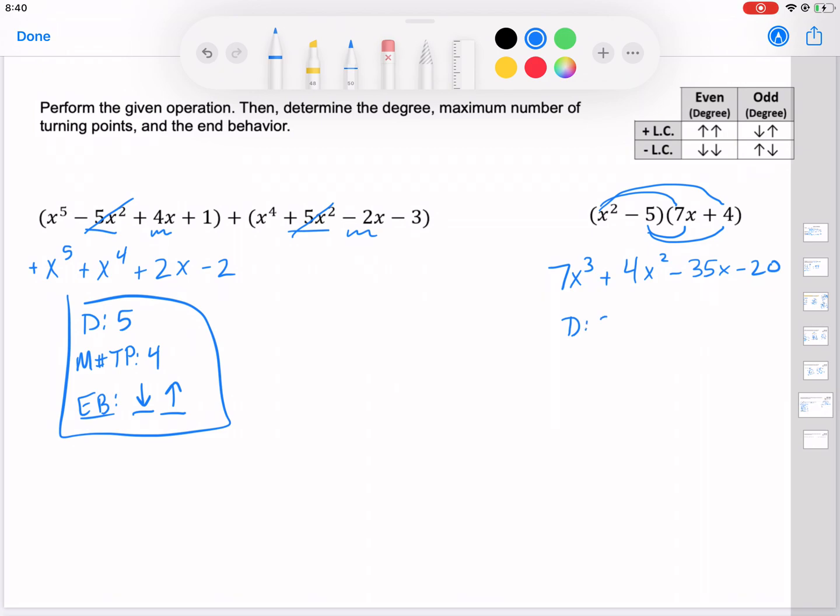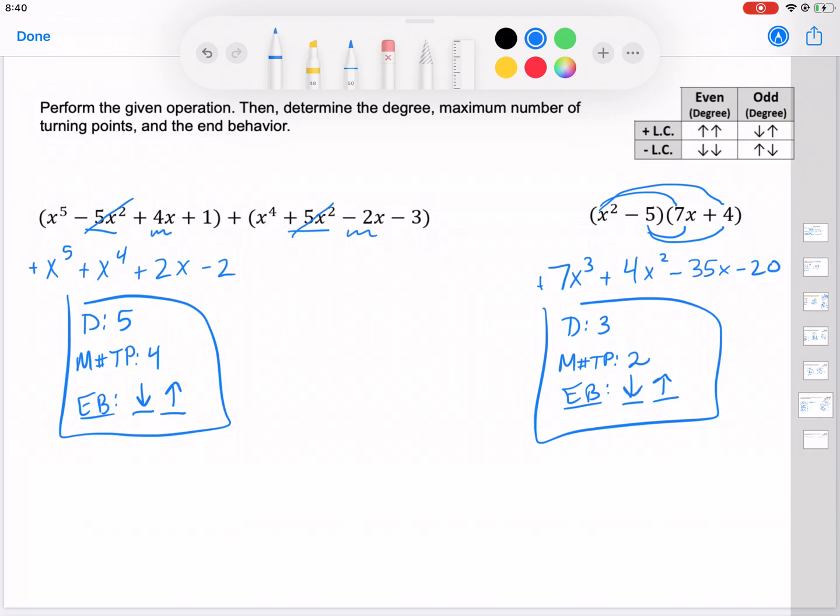So degree is 3. Maximum number of turning points is 1 less, so that's 2. And then end behavior, I'm going to do the right arrow first, so it's a positive leading coefficient, so that means the right arrow will go up. And then it's an odd degree, so the left side will go down.